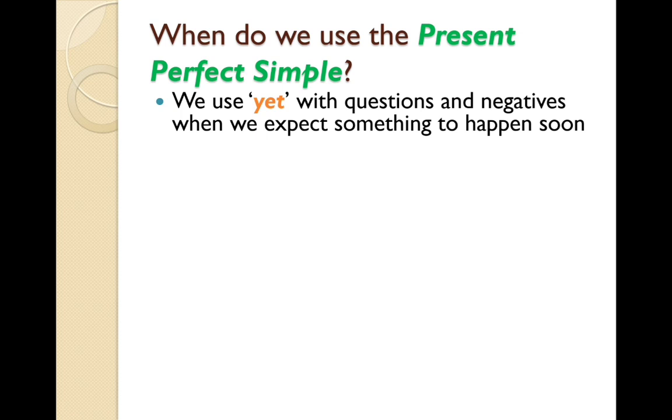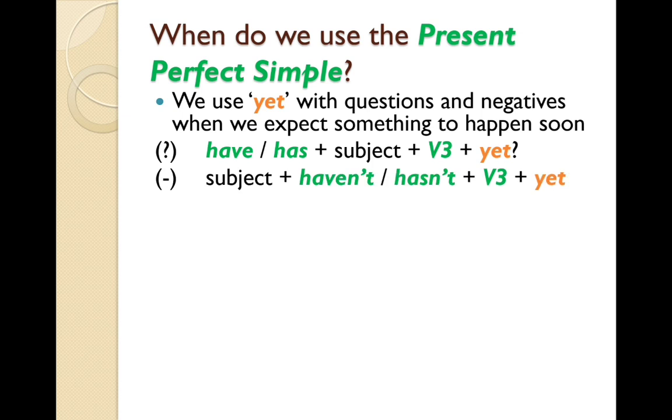We use yet with questions and negatives when we expect something to happen soon, or if we want to know if it has happened yet. Have or has plus the subject plus the past participle, and then yet at the end of the question. For negatives, subject haven't or hasn't plus past participle plus yet. So for questions and negatives, we can use yet, and it always goes at the end of the question or phrase.